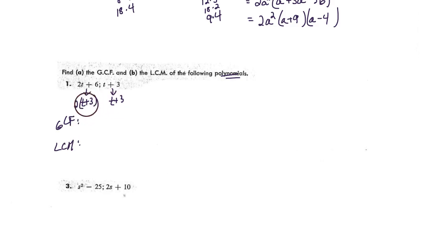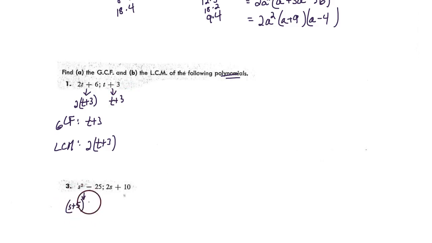What divides into both of them? They both have a t plus 3. That's our common factor. Now for LCM, we need 2 times t plus 3. That is what the first one already is, and the second one can turn into that if you multiply by 2. Okay, number 3, let's factor the first one.